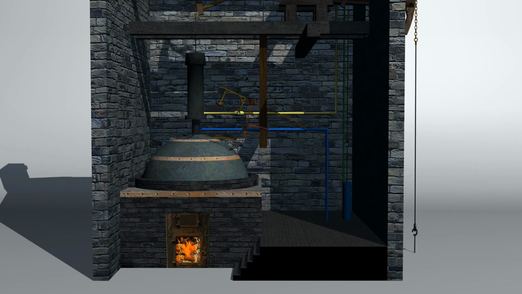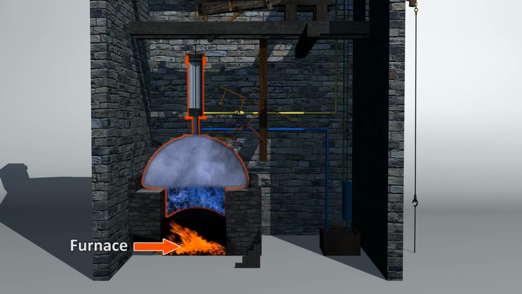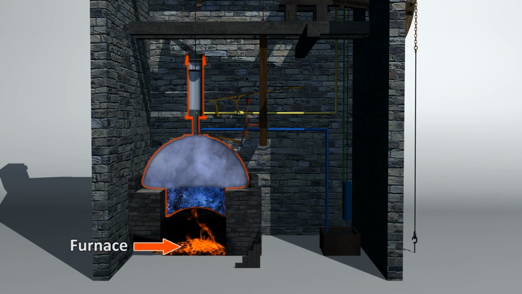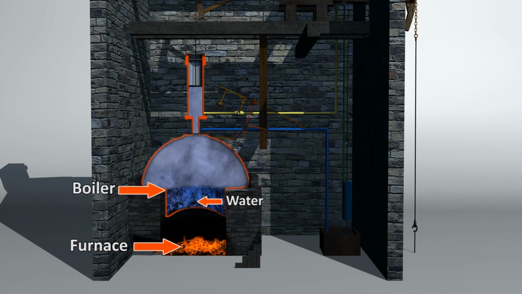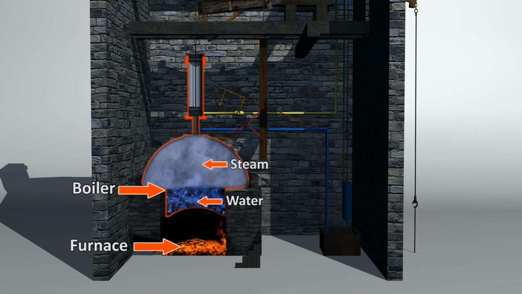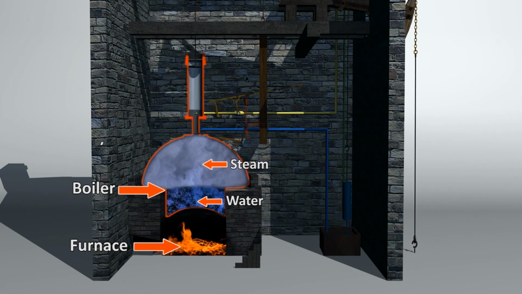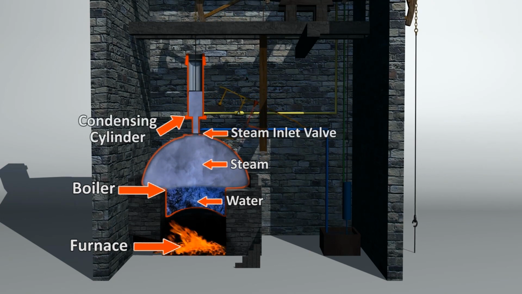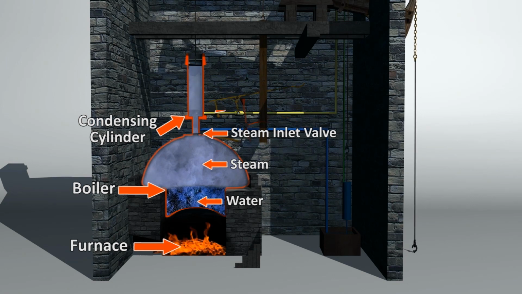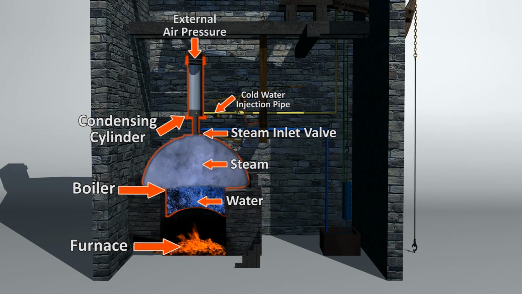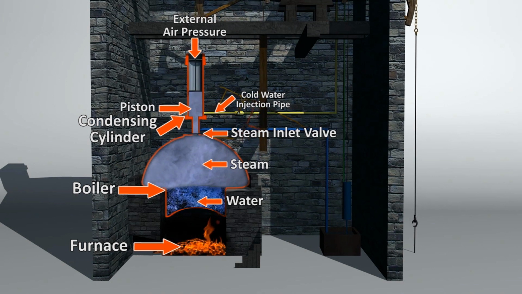So let's take a look at this machine in cross section. Here we have the furnace, using coal as fuel to heat up the water inside the boiler. This generates steam, which then enters the condensing cylinder when a valve is opened. The inlet valve is then closed and a jet of cold water is sprayed into the condensing cylinder. This causes the steam to rapidly cool and creates a vacuum. As the external pressure is now greater than that within the cylinder, it pushes the piston down and the cycle is then repeated.